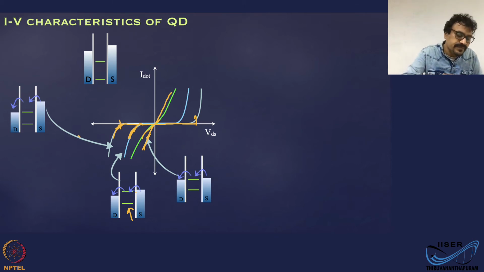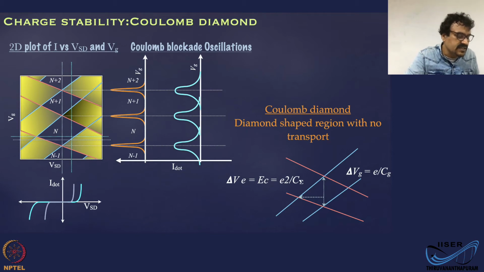And usually when you measure these devices, you do both in a very interesting manner. You do a combination of both because that information is very, very crucial to understand the geometry of the device. And that is called a charge stability diagram or Coulomb diamond.